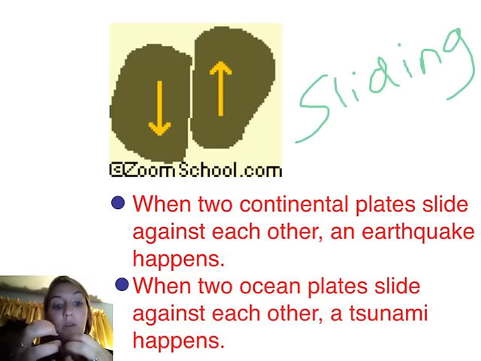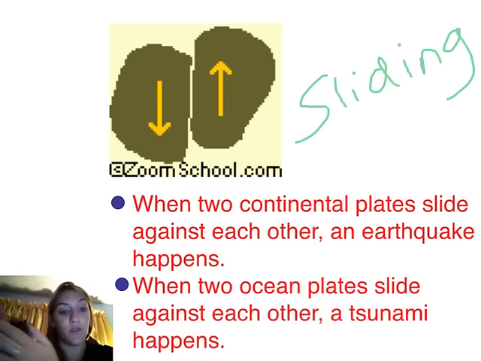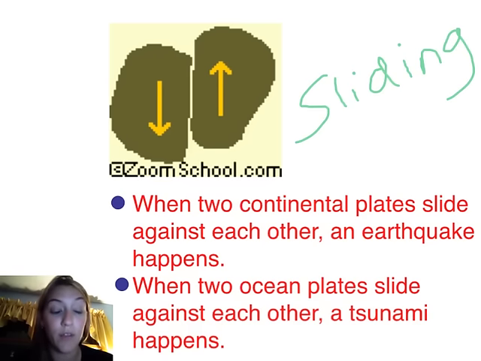And an underwater earthquake, instead of just affecting the surface, also creates a giant wave, and that giant wave travels over the surface of the ocean, and when it hits land, it can be very devastating to the people who live nearby, just as an earthquake can be devastating to the people who live in that area. But either continental or oceanic plates, tsunamis or earthquakes, what's happening is the plates are sliding against each other.